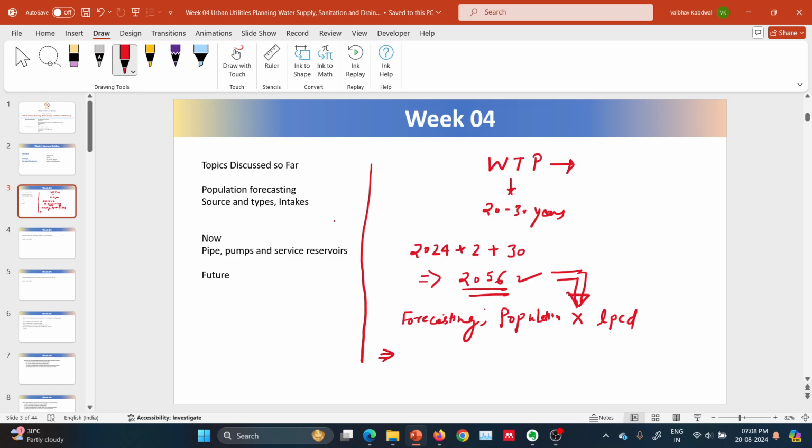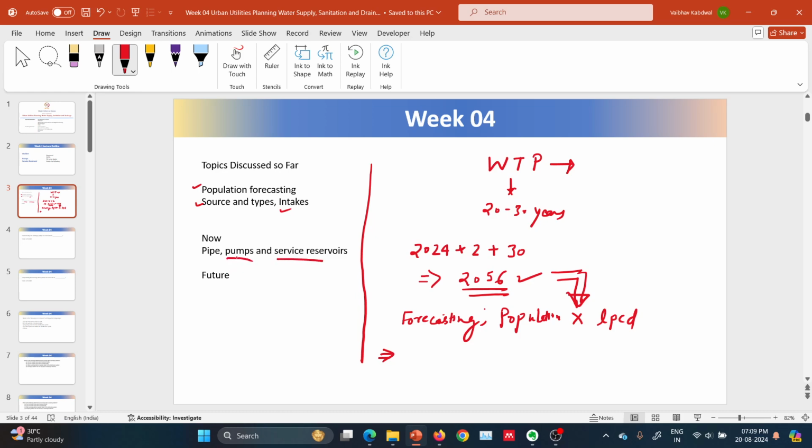So then we did population forecasting. We understood sources and their types. Then we understood intakes. Intakes are the structures which are used to take the water from the source itself, and they will transfer the water either to the household or supply it to the treatment plant for treatment. And in this lecture we are going to study pumps and service reservoirs.